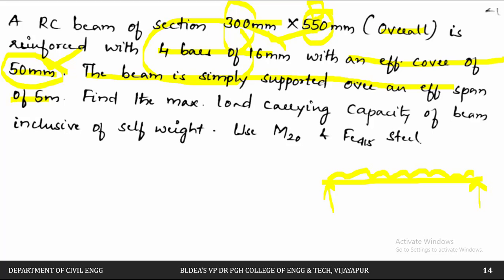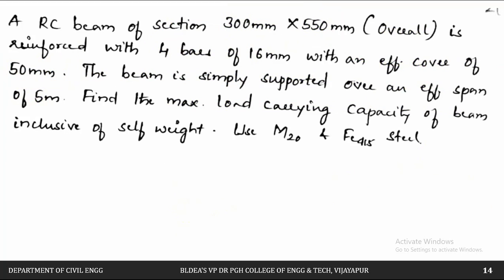So if you take one beam, this is the cross section, we have 4 bars of 16 mm dia at the bottom. If you provide this section and 4 bars, how much load can we put on that beam? What is the maximum load carrying capacity of the beam? That is what they have asked us to calculate. So find the maximum load carrying capacity of the beam inclusive of self weight. You can use grade of concrete as M20 and Fe415 steel.